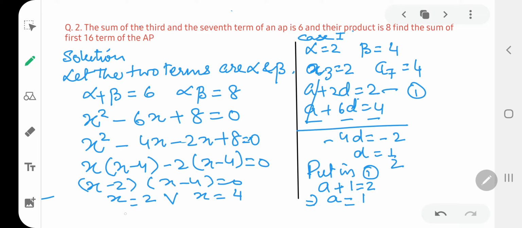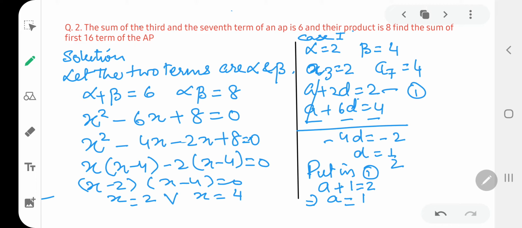So that means definite, and here we have considered that alpha is the third term and beta is the seventh term. So by solving this quadratic equation, we will get x. X is alpha and beta, and alpha and beta are the third and the seventh term. So only by solving this quadratic equation, you will get the value of the third term and the seventh term of this AP.